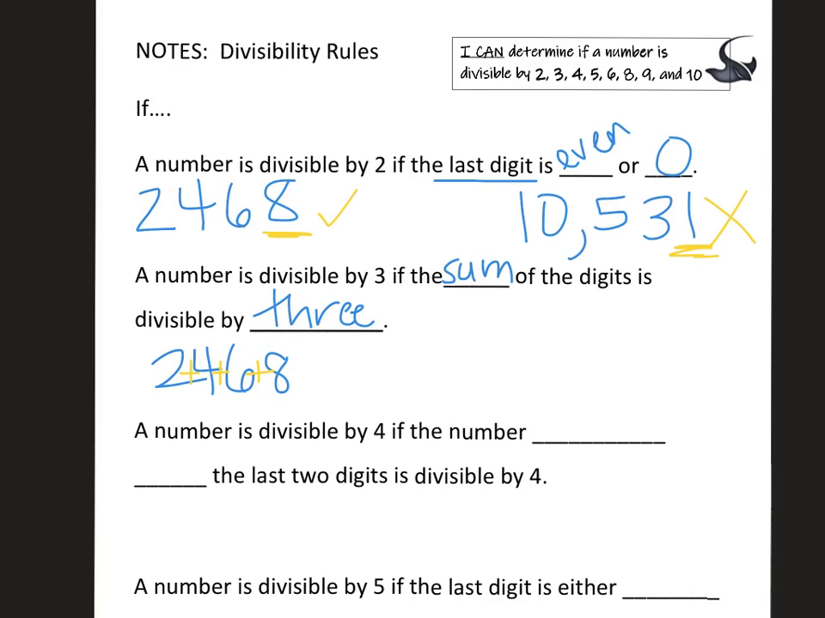2 plus 4 is 6. 6 plus 6 is 12. 12 plus 8 is 20. 20 is not divisible by 3. It's not in my 3 times tables, so I know that the entire number, 2,468, is not divisible by 3 as well.